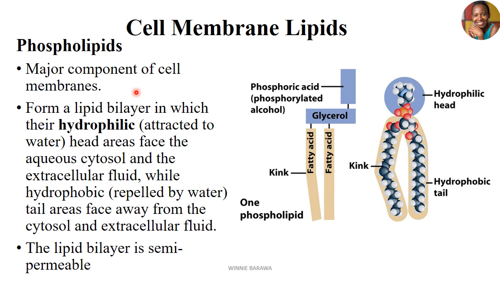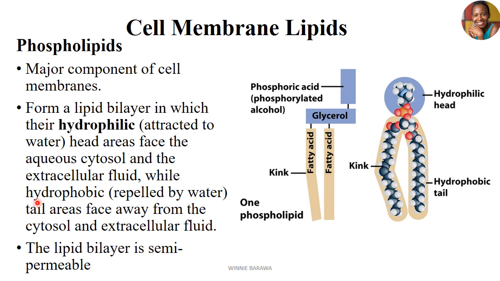And by description, the phospholipids have two sides. Because it's bilayered, it has two sides. It has the hydrophilic side, and then it has the hydrophobic side here. The hydrophilic side is the water-loving side. It is attracted to water. Therefore, it will be facing the side of the cytoplasm, or it will be interacting with the cytosol and the extracellular fluid.